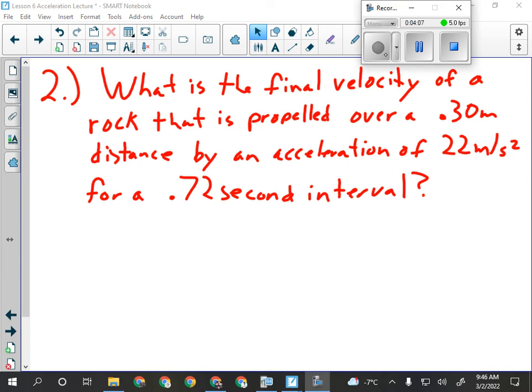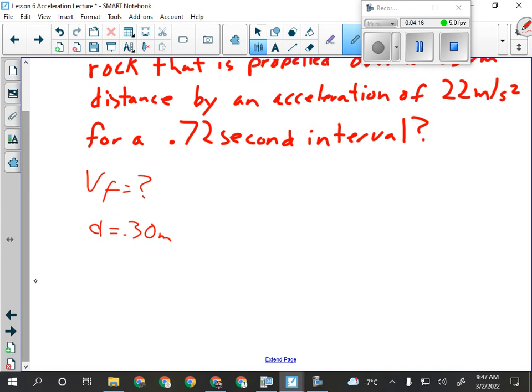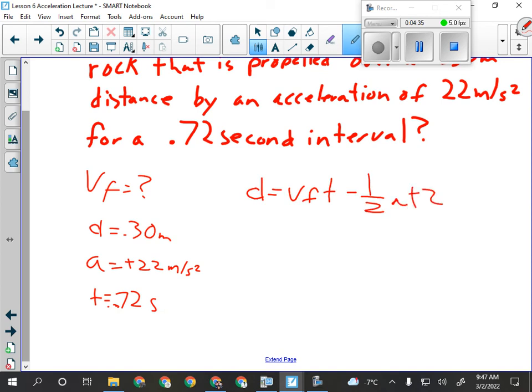All right, so the final velocity is what we're looking for, of a rock propelled over a 0.30 meter distance by an acceleration of 22 meters per second squared, for 0.72 seconds. All right, so looks like we're going to be using this formula. d equals vf times t minus 1/2 a t squared. I want to get vf by itself. First thing I would move is add the 1/2 a t squared over to the other side.